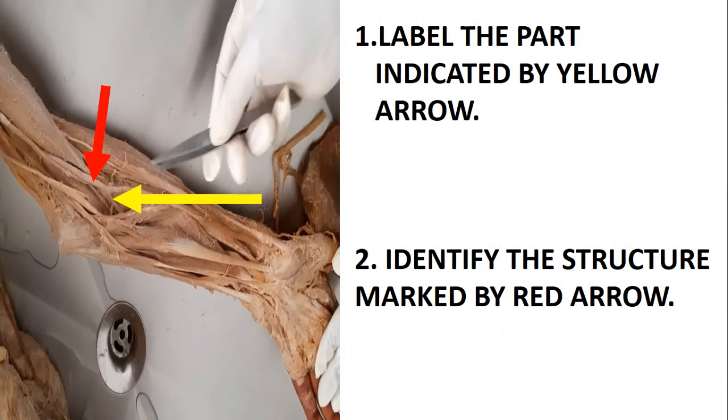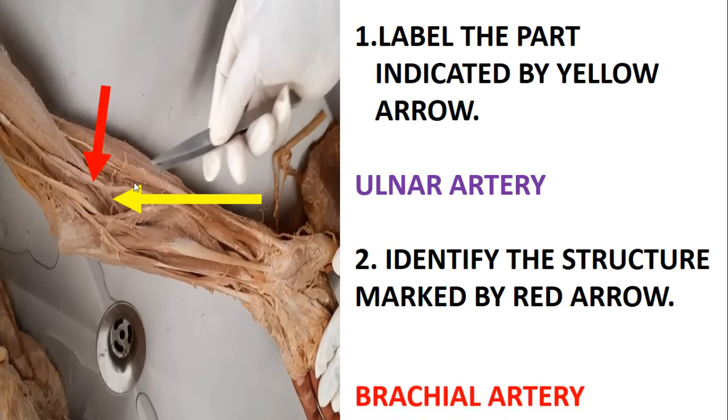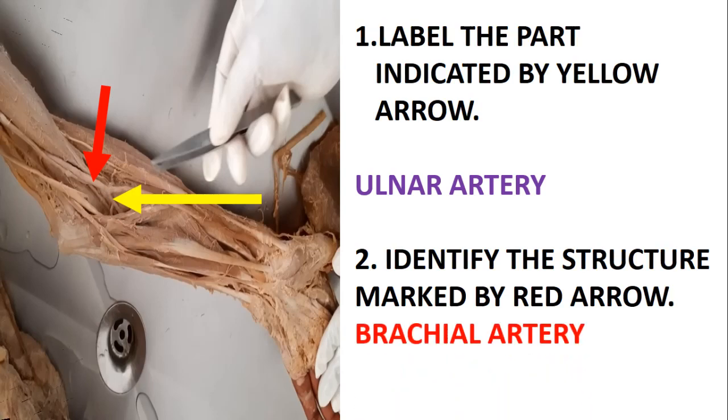Label the part indicated by the yellow arrow. The yellow arrow is indicating a blood vessel, and this blood vessel is the ulnar artery. Then identify the structure marked by the red arrow. This ulnar artery is coming from the brachial artery, because the brachial artery will divide into the radial artery and also the ulnar artery. So that's the brachial artery. So let's quickly move on.